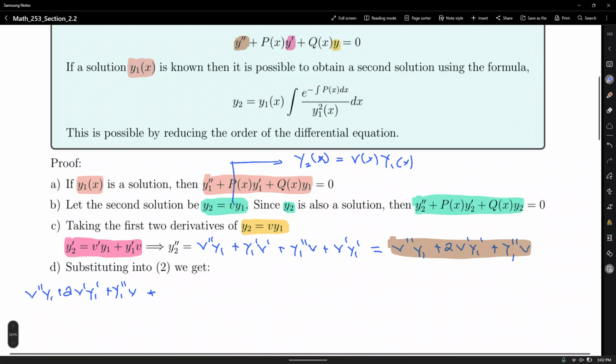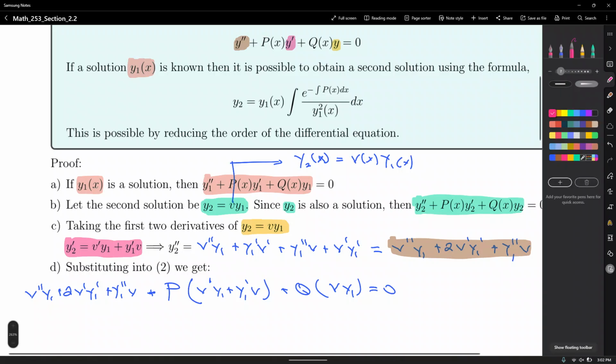Plus p. Notice again the original equation says p of x, but these are functions that depend only on x. I'm just going to write the letter p to avoid having too many parentheses. And then I'm going to multiply by the quantity highlighted with pink, that is this first derivative, which is v prime y sub 1 plus y sub 1 prime v. And plus q times y, which is the proposed solution, v times y sub 1, and that equals 0. What we're going to do here is distribute the p.